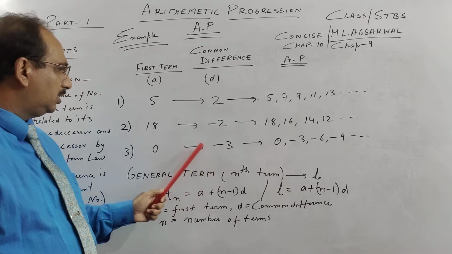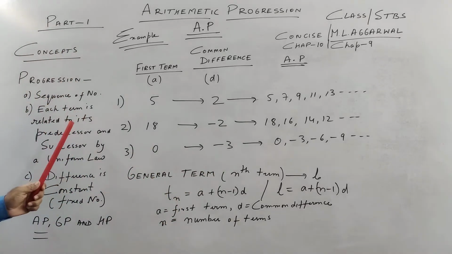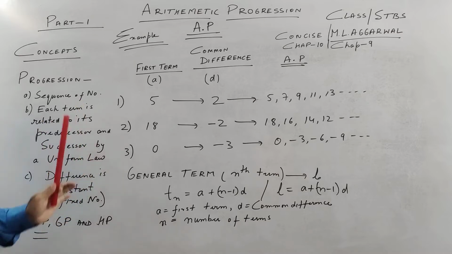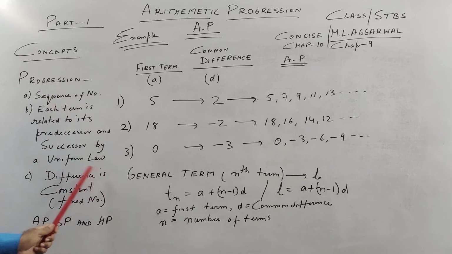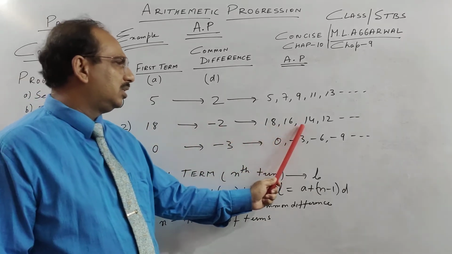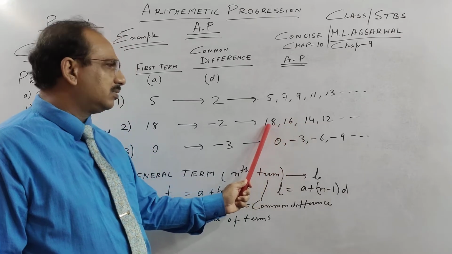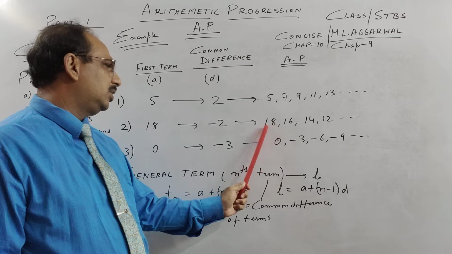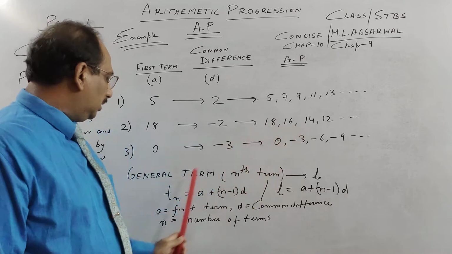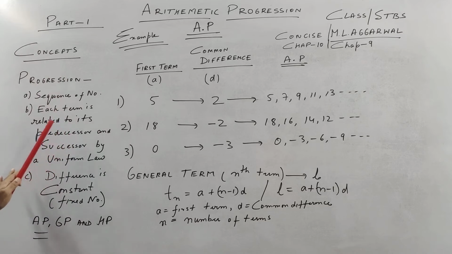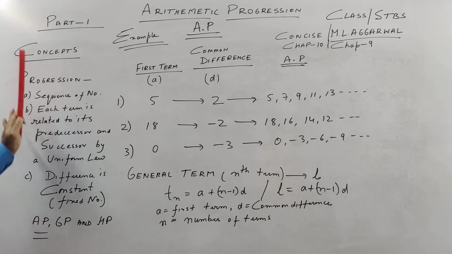Common difference is D. So each term is related to its predecessor and successor by a uniform law. This is what a progression is. The difference is constant. If you see, children, here, this minus this, you will get minus 2, and this minus this, 16 minus 18, you will get minus 2. So the difference is constant, meaning a fixed number. So this is about your progression.